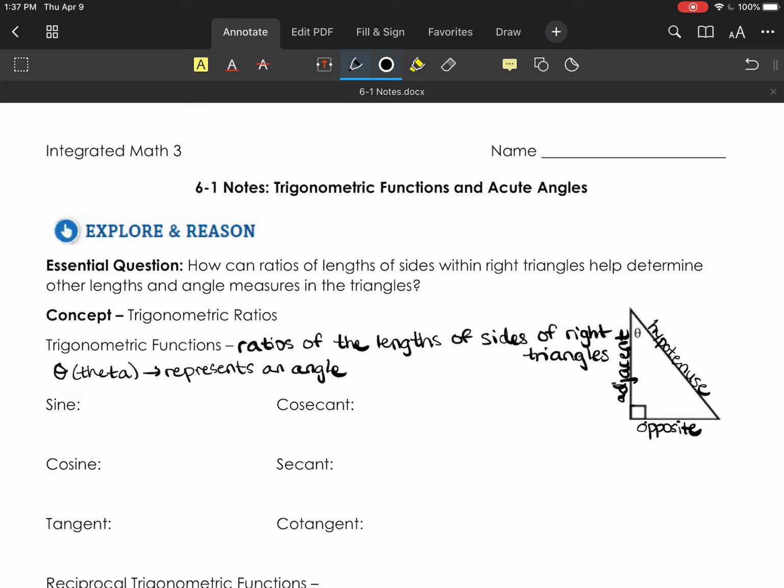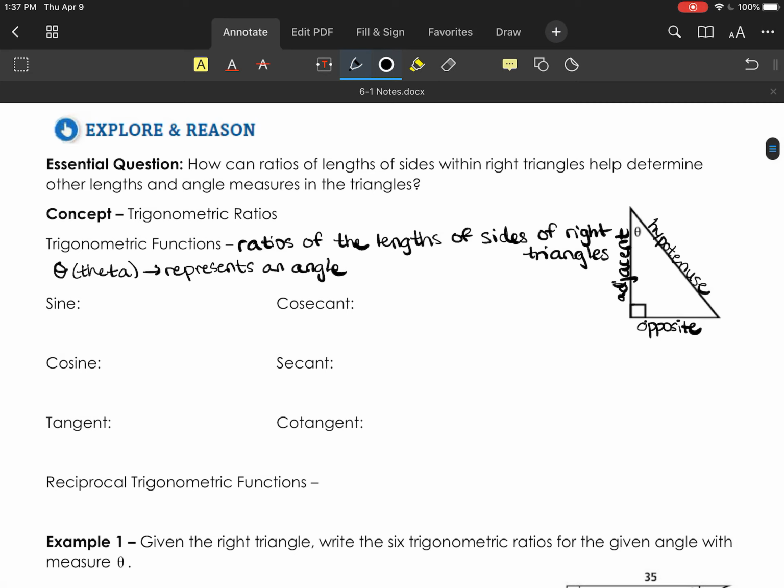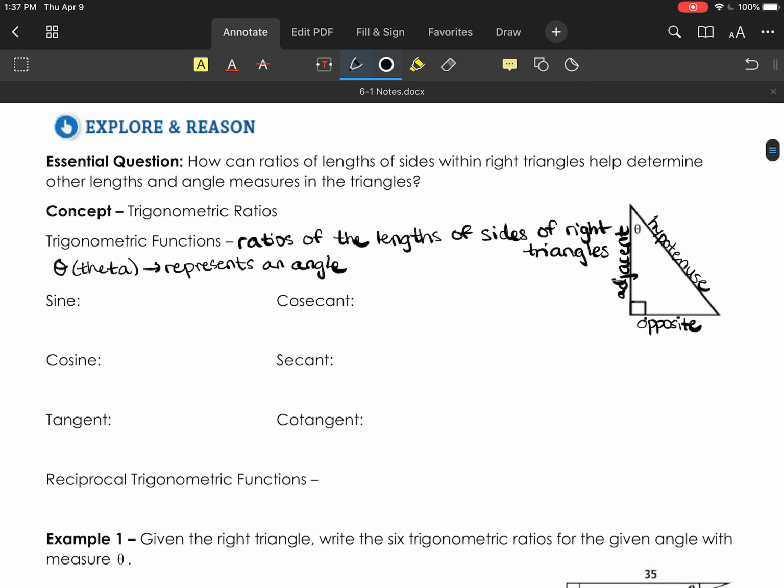So you have six functions here that you can see right below this: sine, cosine, tangent, cosecant, secant, cotangent. These are the six things that you're going to learn today, and we're going to talk about how to use them. The first three are on the left side of this little organized chart here, and these are the main ones: sine, cosine, and tangent.